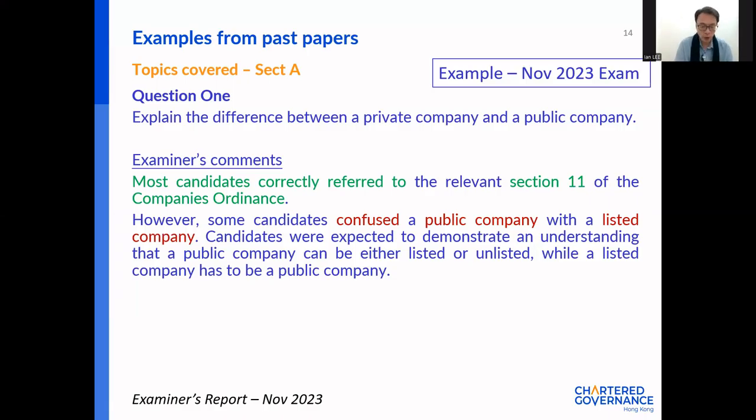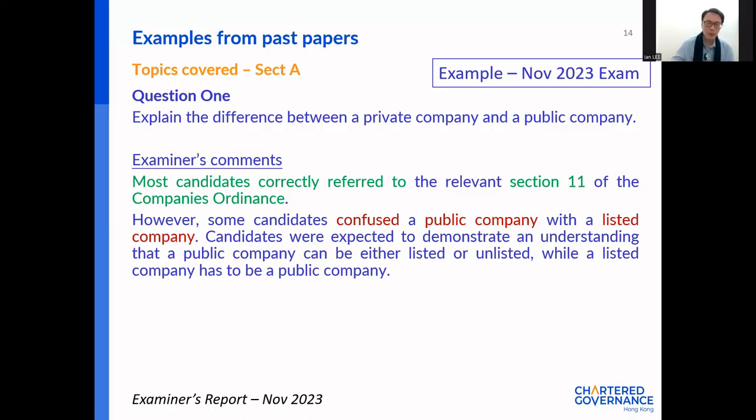So if you go to section 12, what is a public company? A public company is not a private company. Okay, so that's the reason why it is so important to know the definition of private company in section 11, because the definition of public company in section 12 is: if it is not a private company and not a company limited by guarantee, then you're a public company.